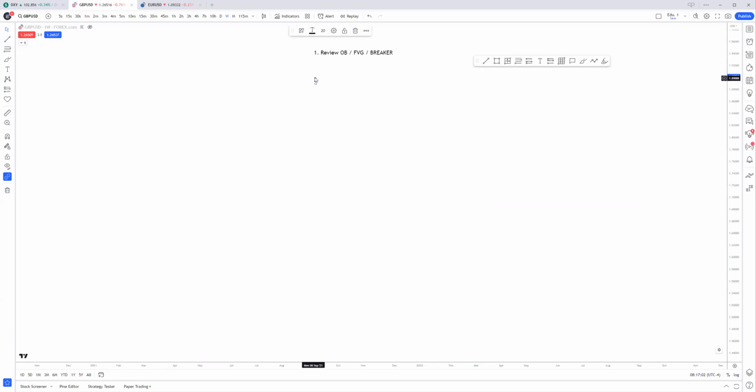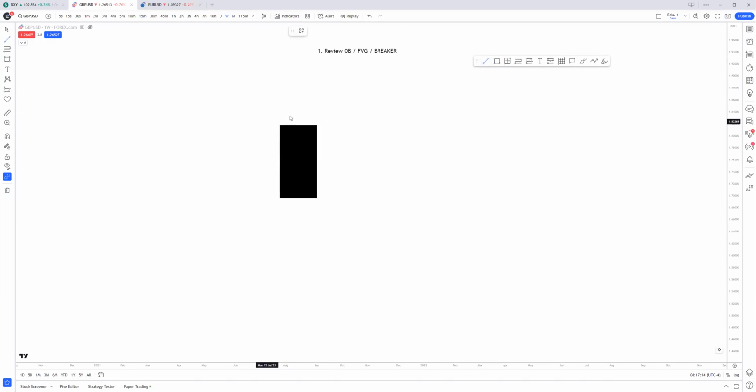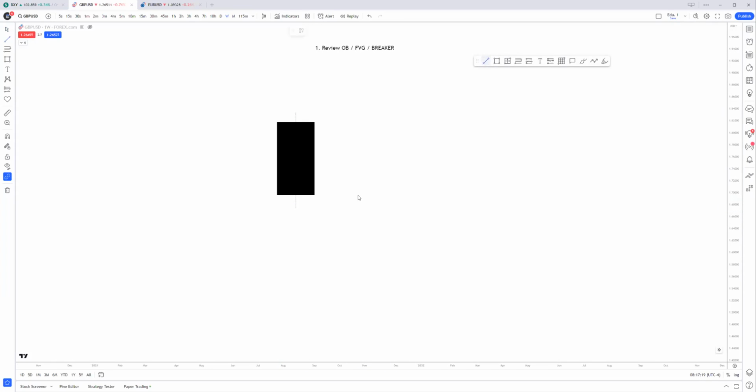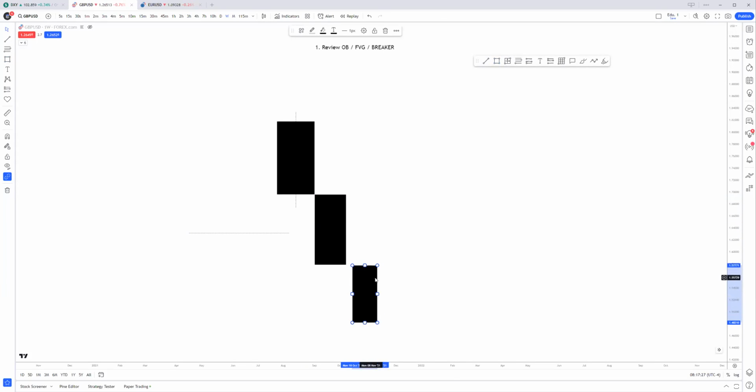Breakers. What is a breaker? It's the last up candle or down candle that caused the break of the structure and then also creates a fair value gap and then comes back into that breaker and just moves. Okay, so if I do this, right, let's just draw this out real quick.